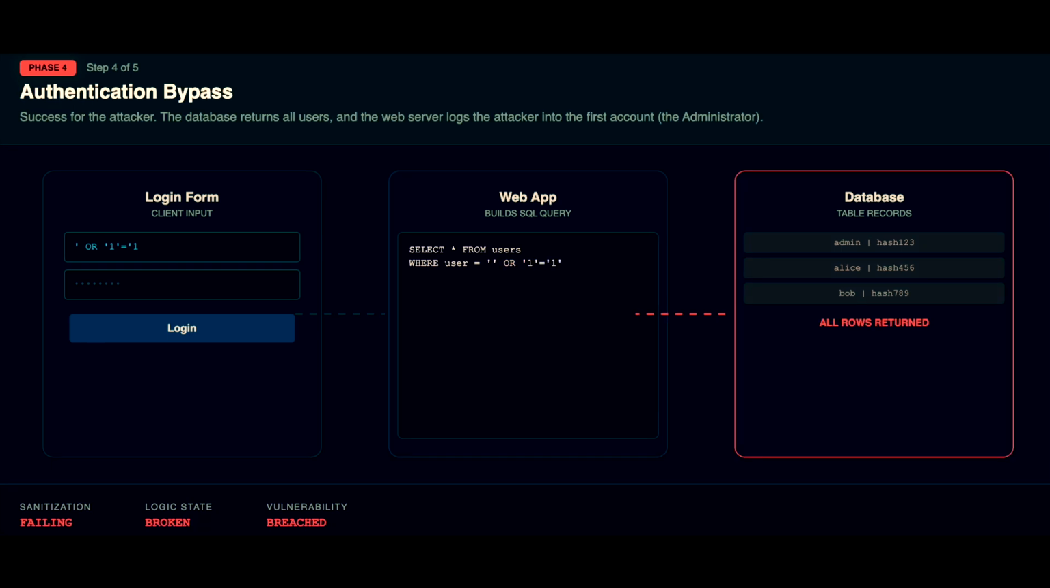In phase 4, the database executes the corrupted query and returns every record in the table. The web server, expecting only one result, usually grants access to the first account returned, which is frequently the administrator account, resulting in full unauthorized access.